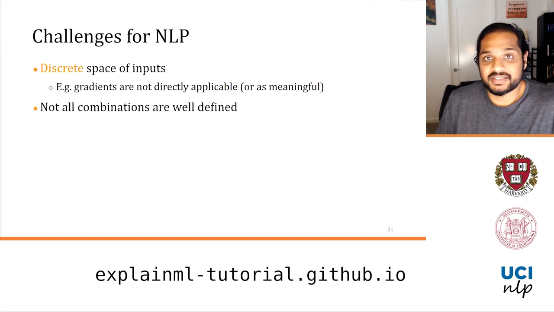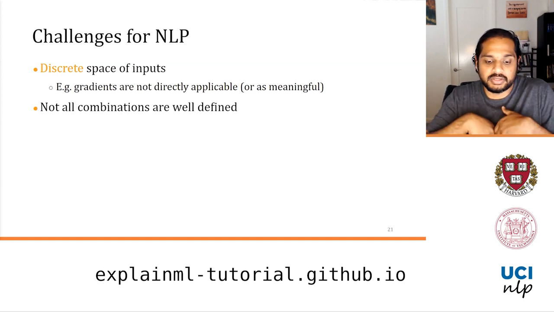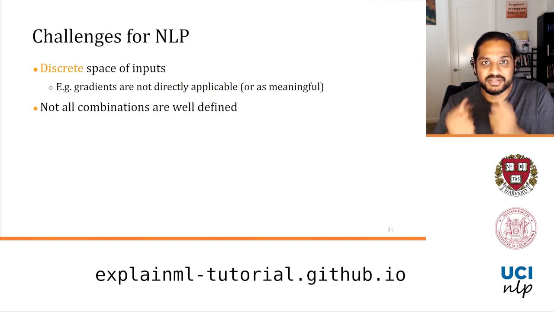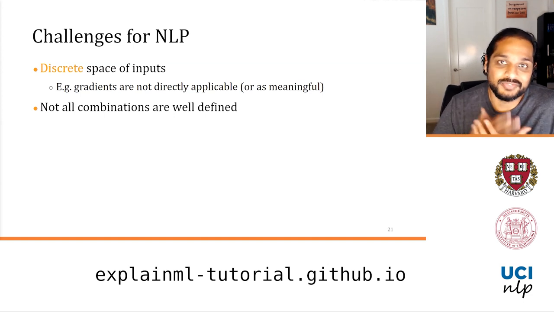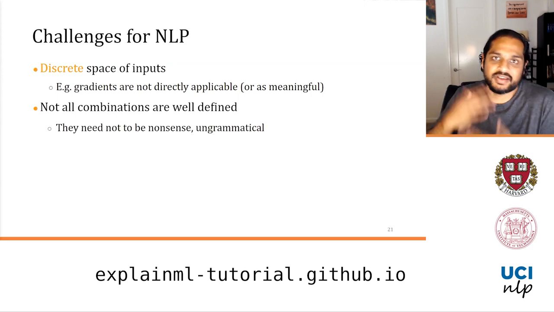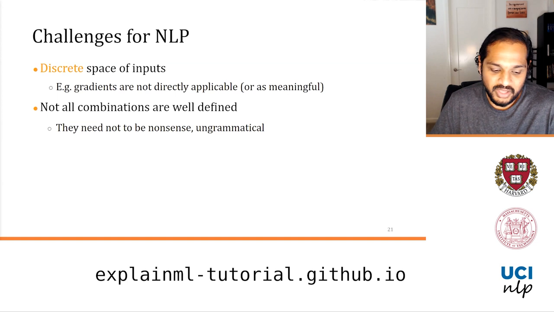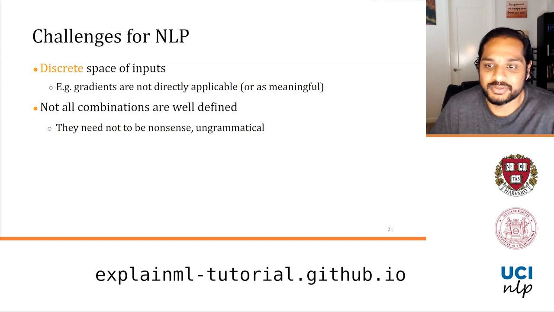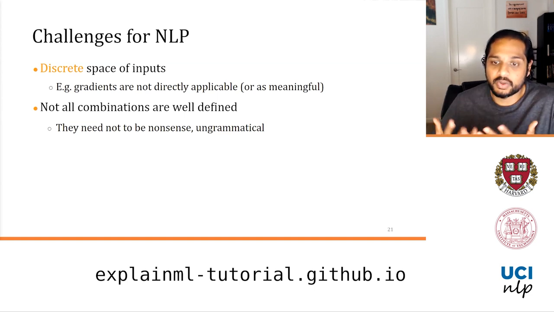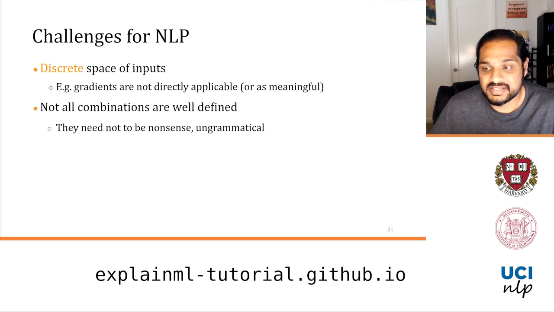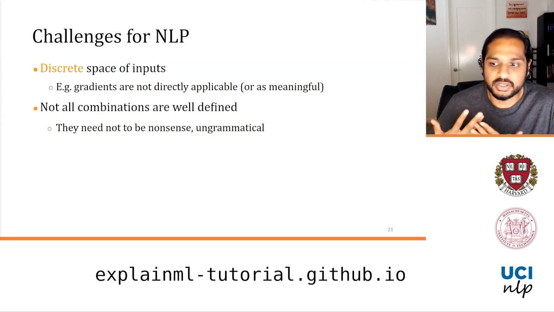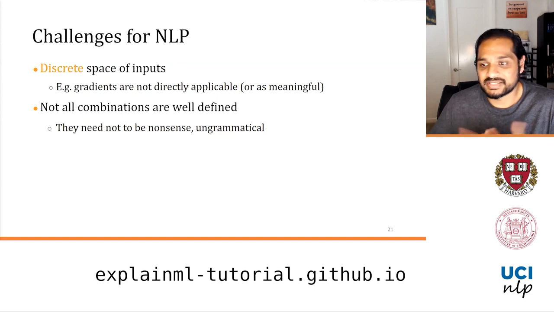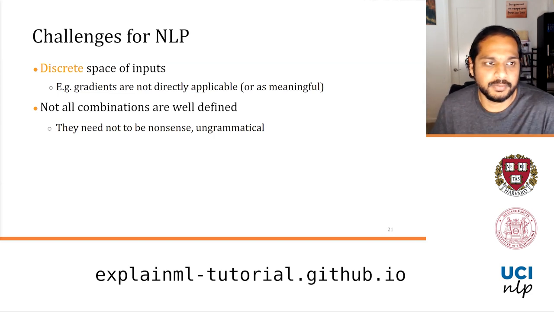Also, it's not just the fact that it's a discrete space of inputs, but not all inputs in that discrete space, or all combinations of these discrete spaces, are well-defined or valid for your task, right? So often if you just take random word pieces and put them together, you will get random nonsense sentences that may not make any sense to an NLP model. And what you usually want is the input to be grammatical at least, but often not nonsensical, right? Because partly the way these NLP models work with pre-training and all of these things, if you give them nonsense, there is no guarantee that what they will produce has to make any sense at all. Think about machine translation or something like that.